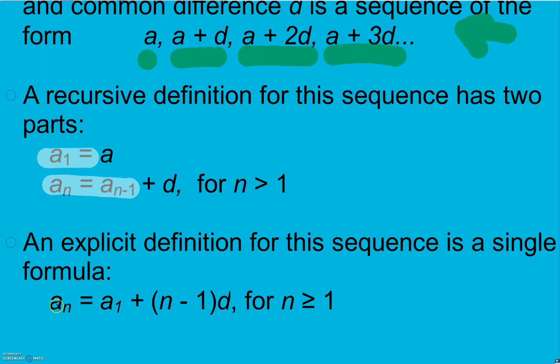Things that stay the same, a sub n equals a sub 1 plus n minus 1 times, and then our common difference. So the only things that we plug in here, guys, are our values. Our initial value goes into our a sub 1 spots, and our common difference goes in the d spots.